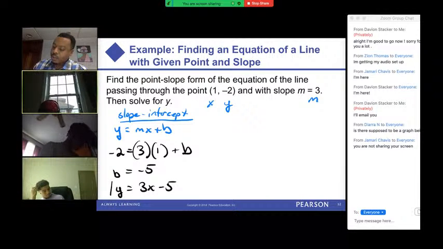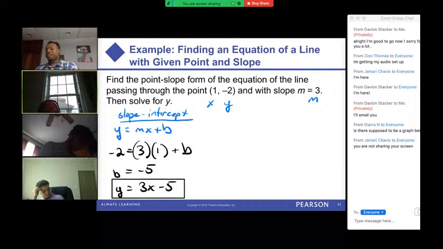Now we can confirm as many of the details about this solution as possible. First let's verify that it passes through the point 1 comma negative 2. What this says is when x is 1, y should be negative 2. If we plug a 1 in, 3 times 1 is 3, and 3 minus 5 is indeed negative 2, so that checks out. And notice also that the slope is 3, so we're good there as well. That's about the best we can do, checking something of this nature.